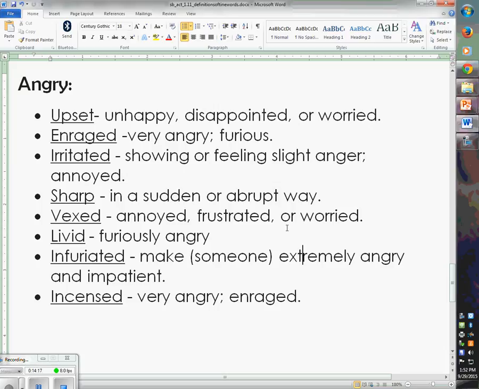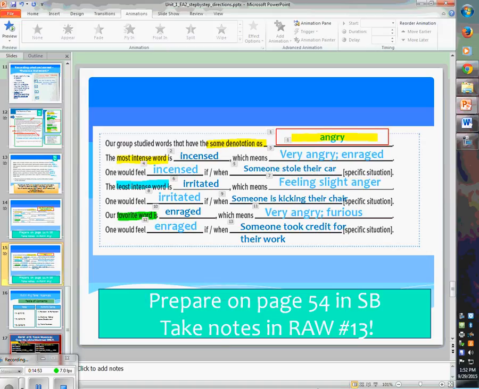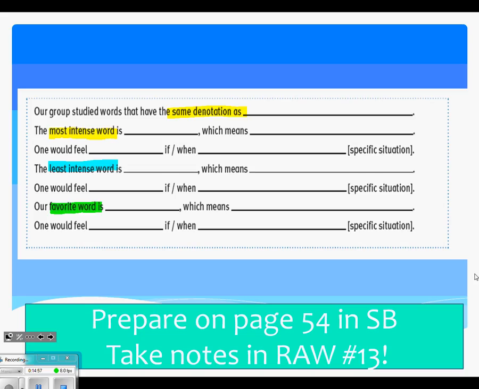You should be noticing, hey, all of these words, they stem from being angry. So each one has a nuance. Each one has a little bit of a different definition. They all fall under the umbrella of angry, but each one's a little different. Take about 15 more seconds to make a decision which is most, least, and your favorite. And then I'm going to show you what you would do. Take about 5 more seconds. All right, now I don't want you to write this example down. I just want you to watch how this works.